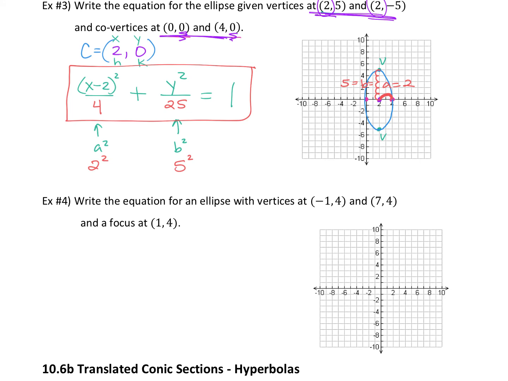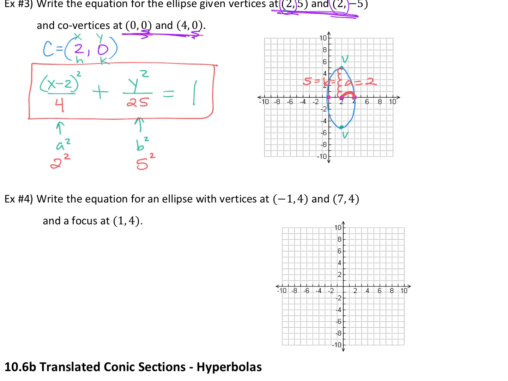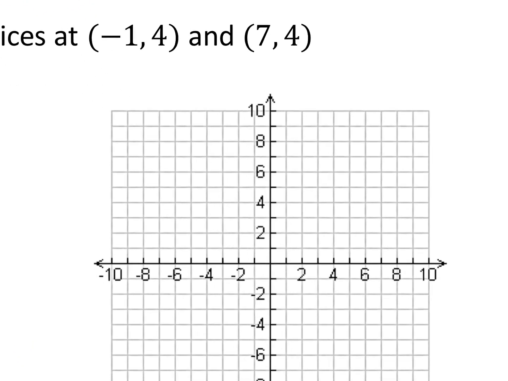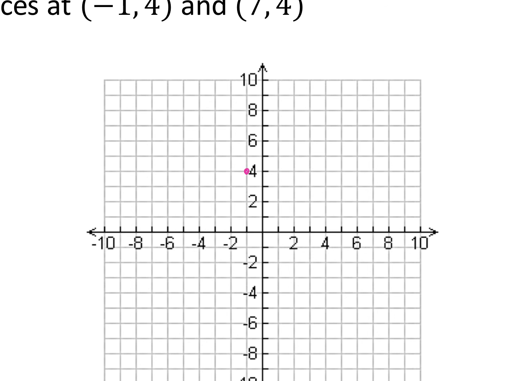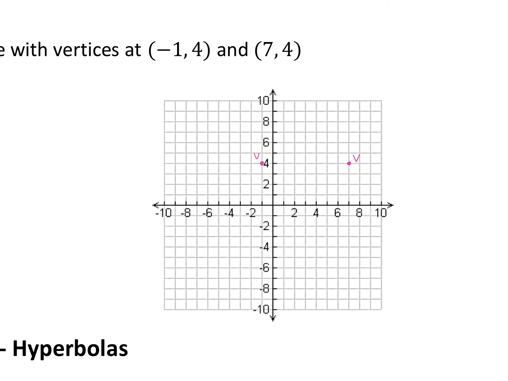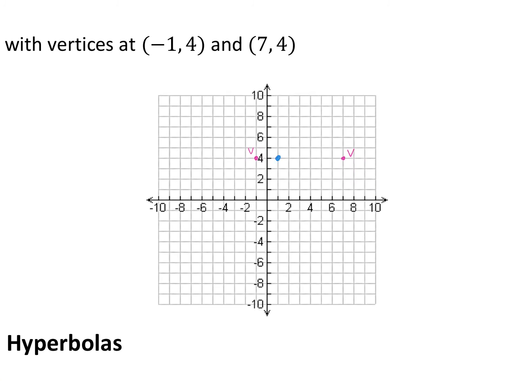Okay, I want you to try this last one. Give it a go. Let's take a look. So if you plot those points, -1, 4. Okay, it says these are vertices, so that's a vertex. And then 7, 4. That's a vertex. And then it says you have a focus at 1, 4. If this is one focus, where's your other focus? The same distance away on the other side. So that's going to be at 5, 4.